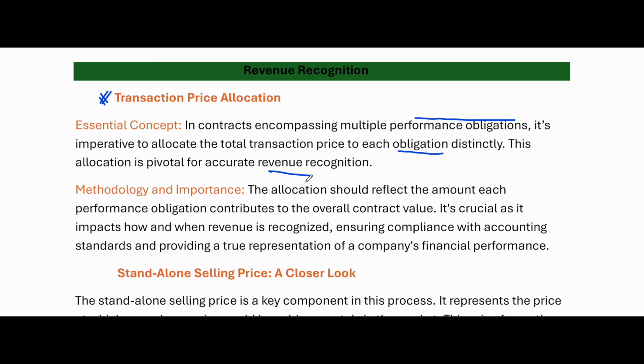Now, what is the methodology and implications under this? The allocation should reflect the amount each performance obligation contributes to the overall contract value. For example, you have different obligations, such as piping, fittings, and painting in a construction. In a building, all these things are required elements to complete that particular contract. These are all integral parts of the construction contract, so they cannot be divided. Once you have done all these things, only then is it useful for office purpose or housing purpose. So all are integral parts of one contract.